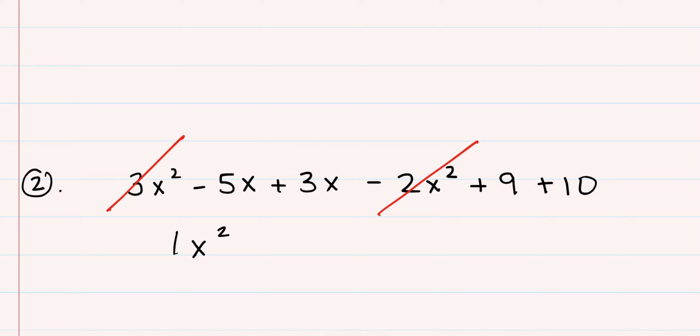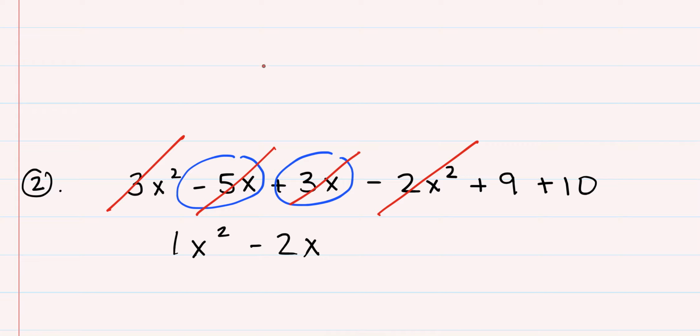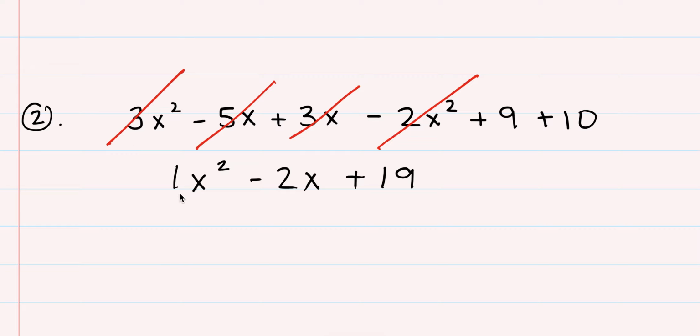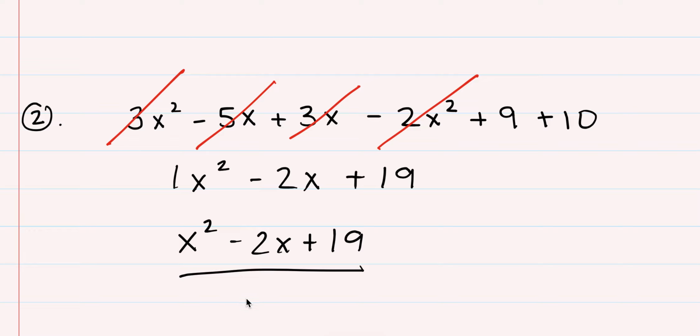Now let's combine the things with just an x. So here I have a negative 5x and I have a 3x. So adding those together, I'll get a negative 2x. Because negative 5 plus 3 is negative 2. So we can cross those out. And then add the numbers together. 10 and 9 make 19. And usually we don't put a coefficient of 1 like that. We just drop it. And it's understood to have a coefficient of 1.